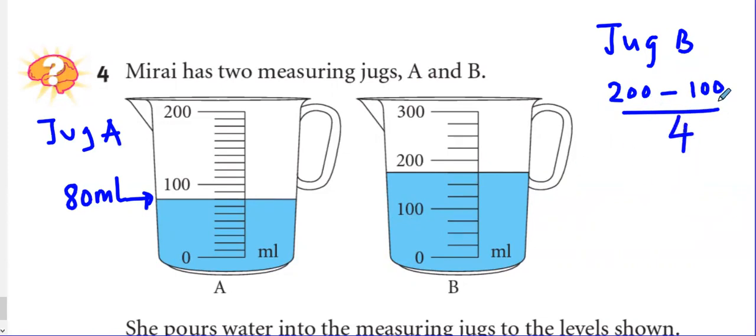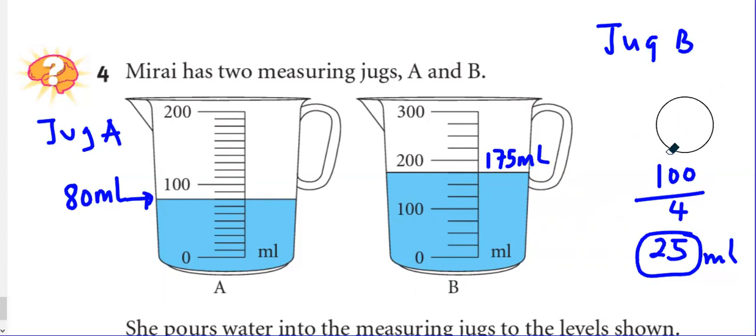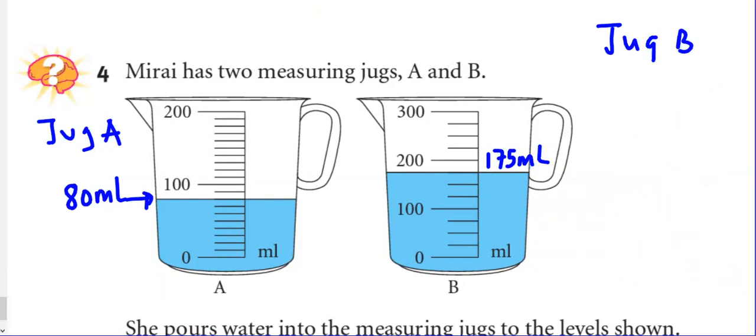So divided by 4. This 200 minus 100, this will be 100. Divided by 4, this will be 25. Okay, you know what it means? It means that each line here stands for 25 milliliters. Now let us read the water level in jug B. So this is 100, 125, 150, 175. So this water level is 175. Okay. So the level of water in jug B is 175.